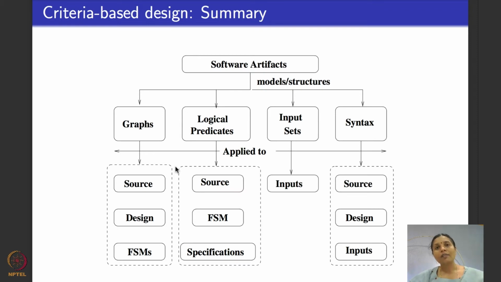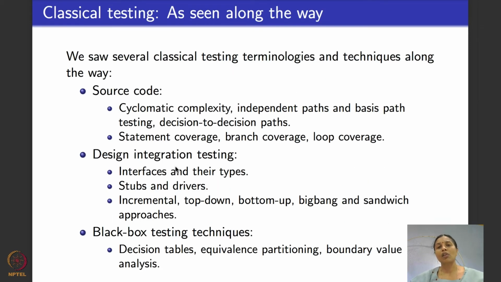Along with this, we also saw several classical software testing terminologies. Typically, when you pick up other books in software testing, when it comes to testing source code, you would hear terminologies like cyclomatic complexity, independent paths, basis path testing, DD paths, statement coverage, branch coverage, loop coverage, path coverage, and so on. We did look at all these terms because these are classical standard terms in software testing. Now, I hope it is clear how these terms relate to the coverage criteria that we saw in the course.